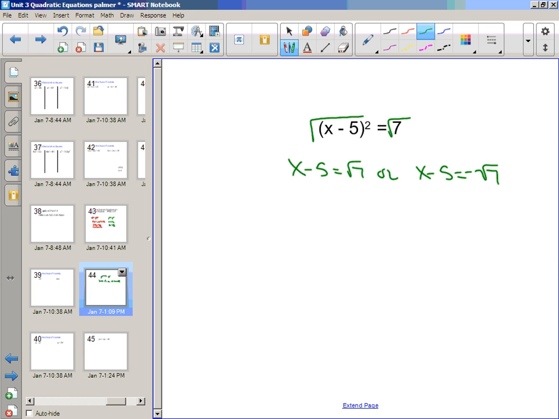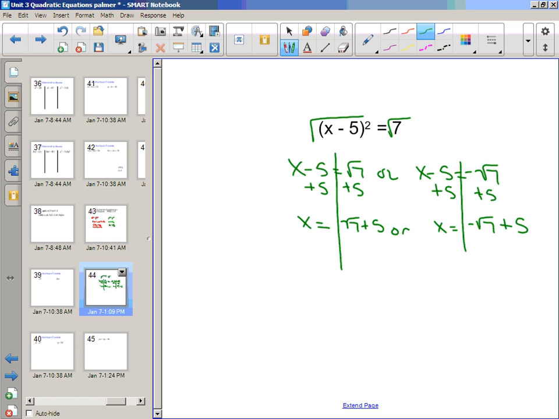Okay, well, we don't have it solved for x. We need to undo what was done to the x. So since 5 was subtracted, as long as we do the same thing to both sides, x is equal to the square root of 7 plus 5. Or if I add 5 here, x is equal to negative the square root of 7 plus 5. So here's my solution to this quadratic equation. X equals the square root of 7 plus 5, or x equals negative the square root of 7 plus 5.